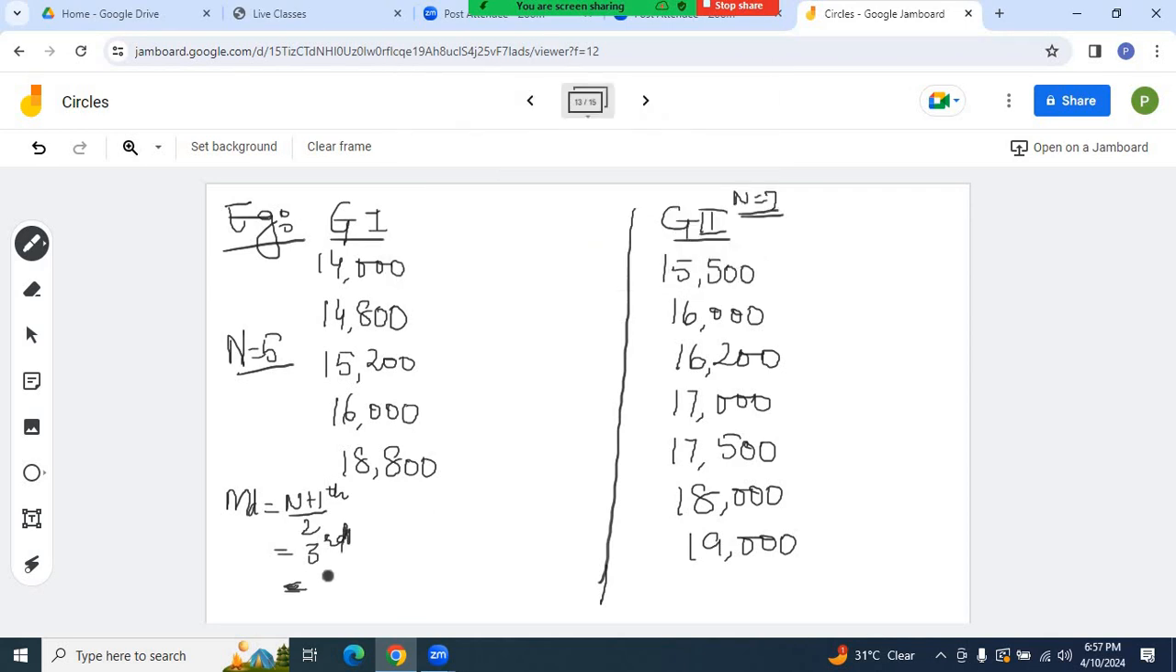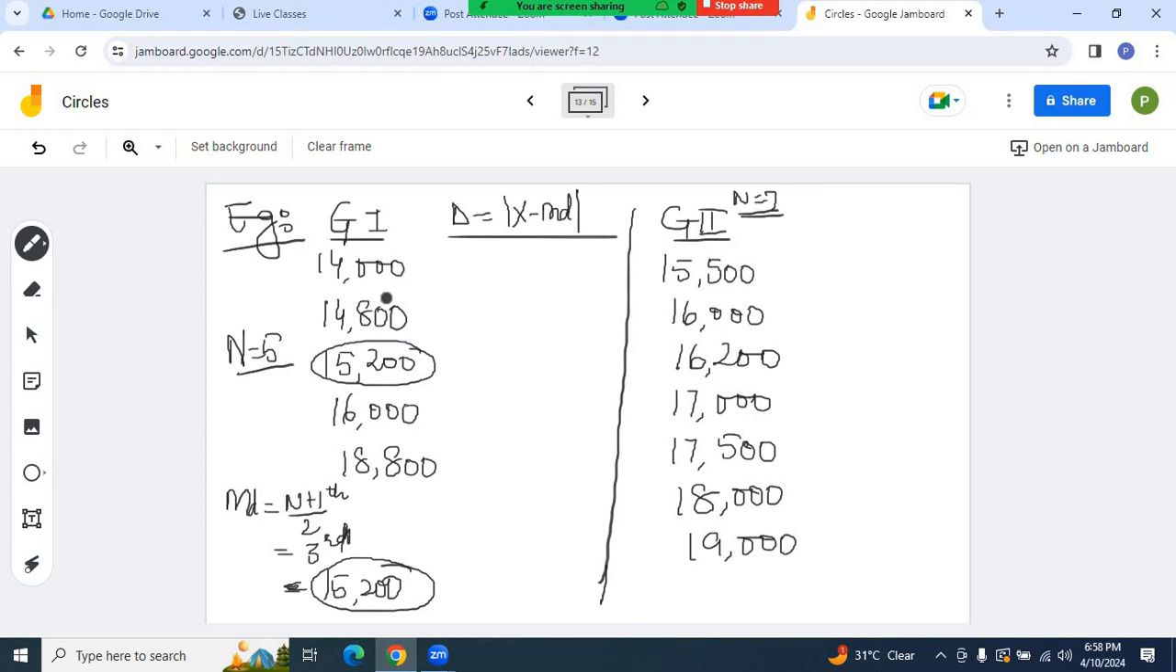So third item is 15,200. So from this median I will find the deviation. So deviation will be x minus median. Deviation from median. So this is the median. 14,000 minus 15,200. I am taking the absolute value. I will not take negative sign.